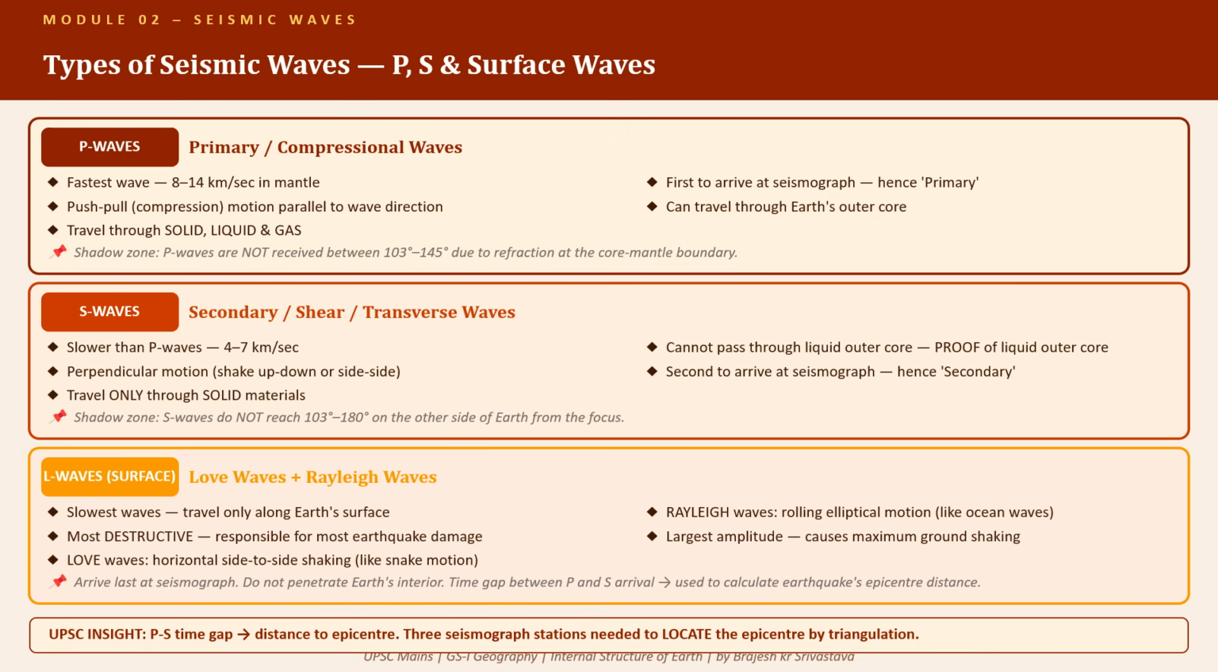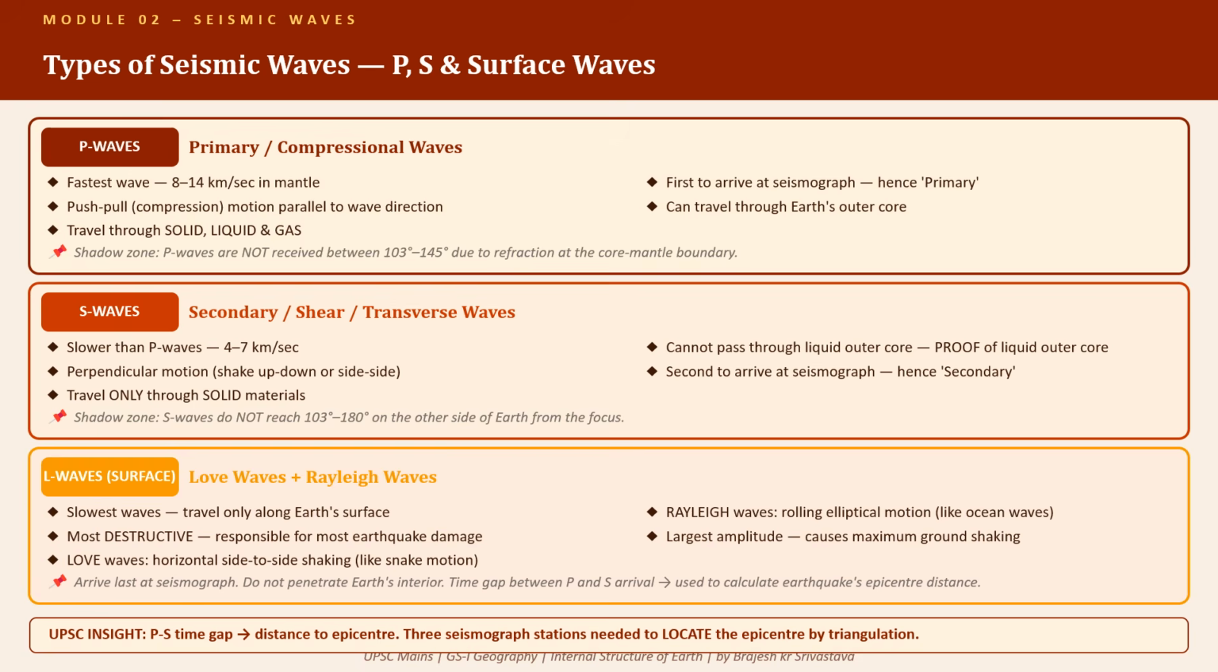They travel only along the Earth's surface. There are two types: Love waves, which shake the ground horizontally like a snake, and Rayleigh waves, which roll like ocean waves in an elliptical motion. These waves have the largest amplitude, the biggest ground movement, and cause the most damage to buildings. They arrive last at a seismograph.